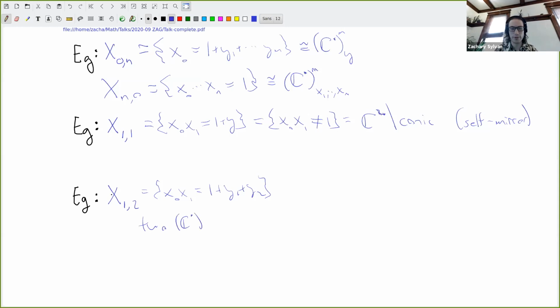By the way, can everyone read my handwriting? I realize it's pretty atrocious. It's fine. It's neater than mine.